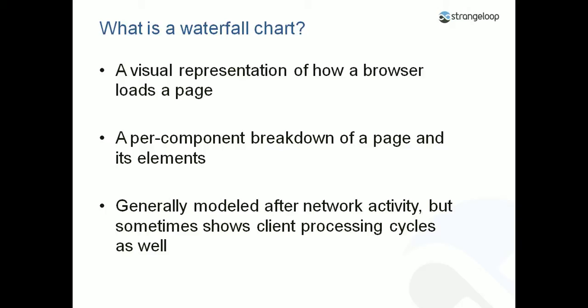Essentially, a waterfall chart is a visual representation of what a browser does when it loads a page. It gives us a very detailed and granular breakdown of the page and the components that are in the page, basically what the browser does. It shows us some network activity. It also tends to show us some client-side activity, because it shows us when the client goes and fetches different things. And it gives us a lot of timers that help us understand the performance of a page or a site, and how each of the different components is affecting that performance.